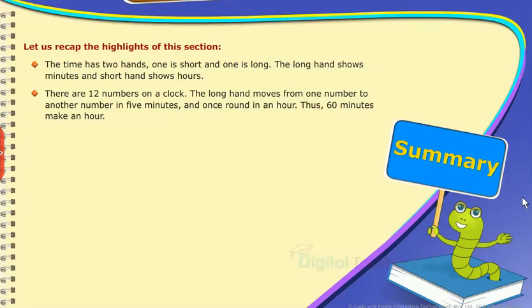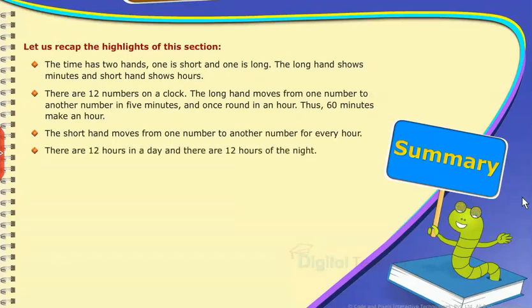Thus, 60 minutes make an hour. The shorthand moves from one number to another number for every hour. There are 12 hours in a day and there are 12 hours of the night. A whole day means the day and night, that is, 24 hours make a day.